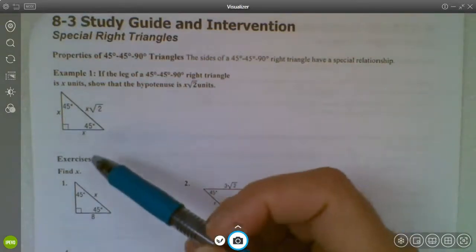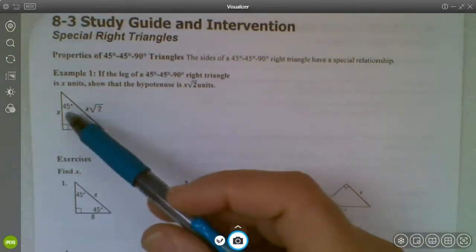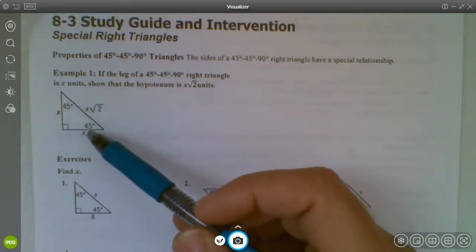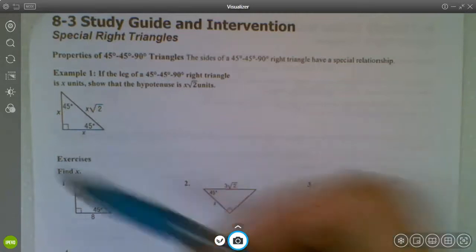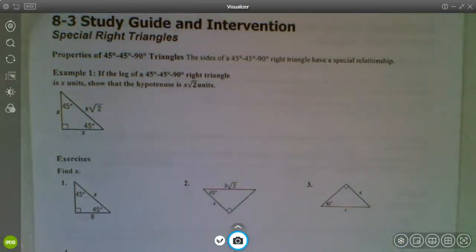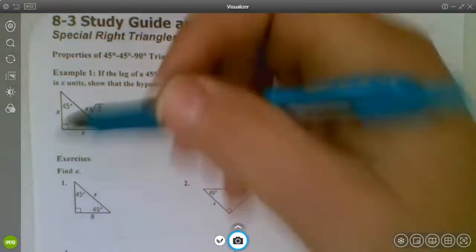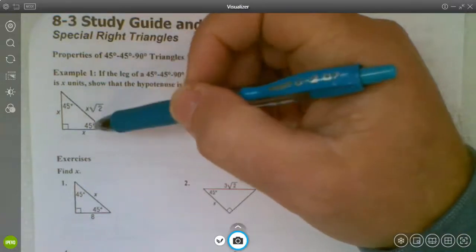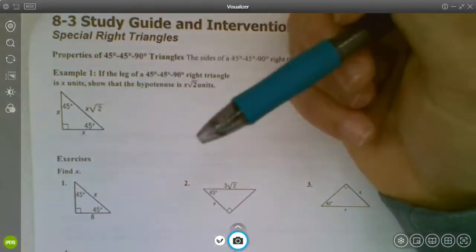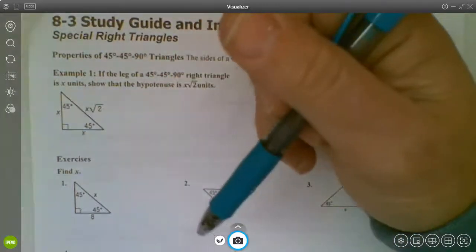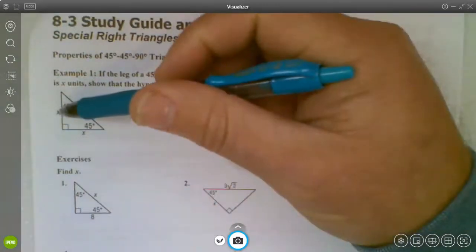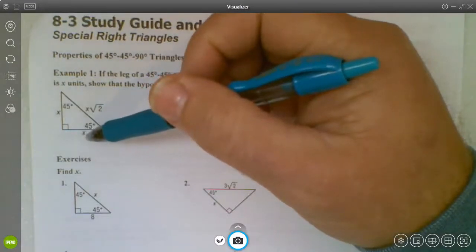One of the things we learned in an earlier chapter was if these two angles are the same, then that makes these two sides the same, right? That makes it an isosceles triangle. It's what they called the isosceles triangle theorem way back in an earlier chapter. So as soon as I recognize that this is a 45, 45, 90 triangle, right off the bat, I need to know that these two legs are equal. So whatever this is, I know this is the same thing.